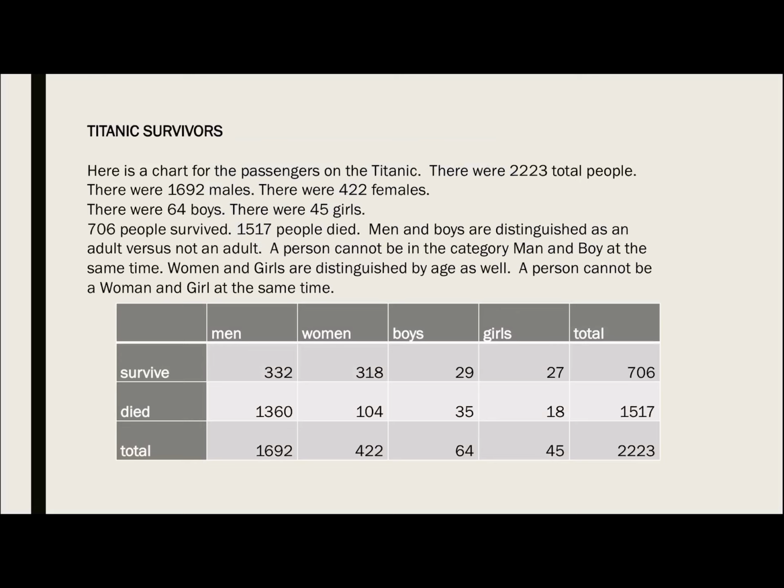Men and boys are distinguished as an adult versus not adult. A person cannot be in the category man and boy at the same time. Man is probably 18 and up, and boys is probably 17 and down. Women and girls are distinguished by age as well. A person cannot be a woman and a girl at the same time because woman means an adult female and girl means not an adult female.